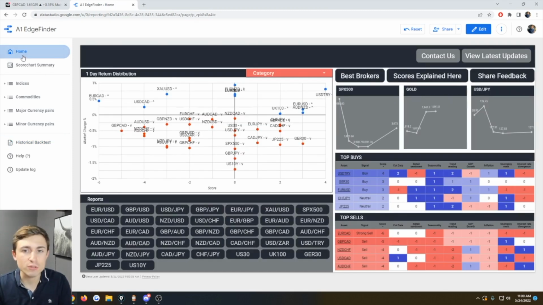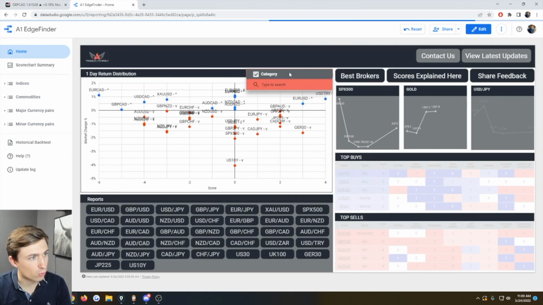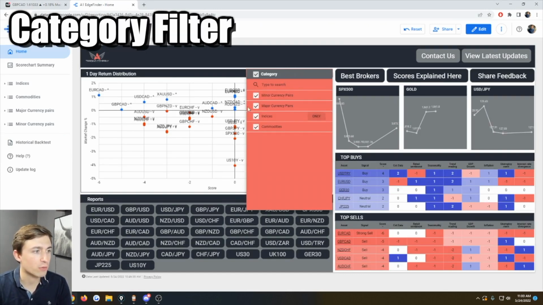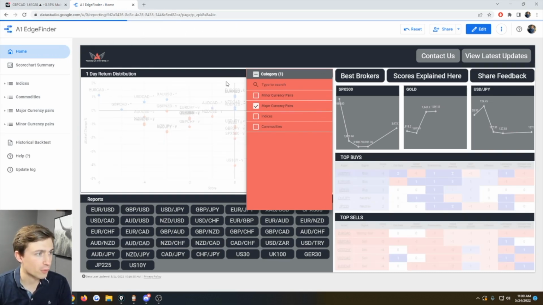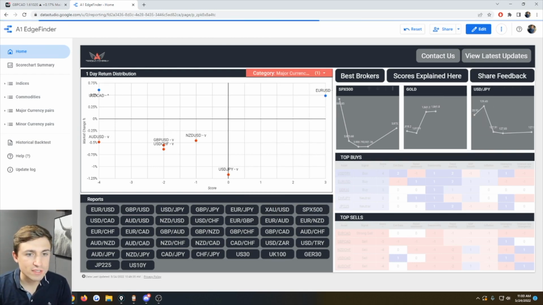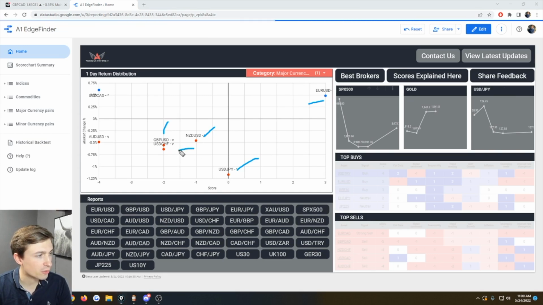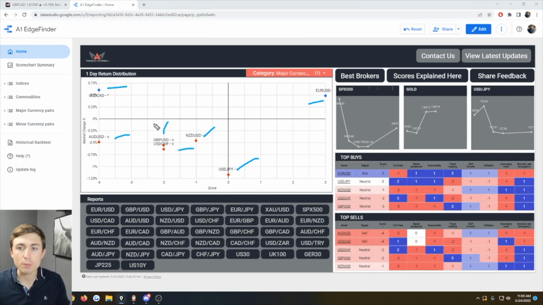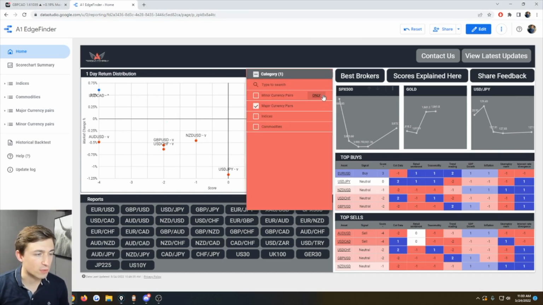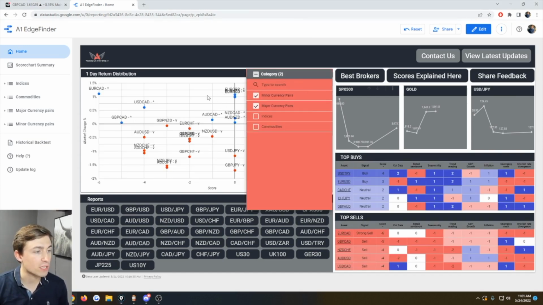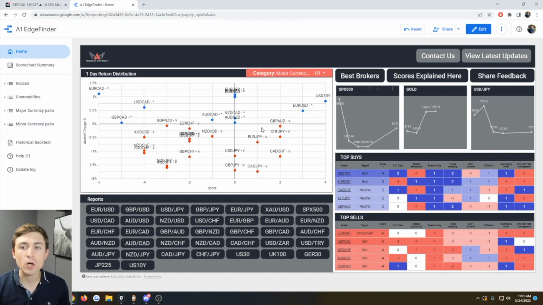We've also added a lot of new features recently. You can also sort by category in a lot of different ways. So for example, if you don't really care for all of the different charts on your screen, you can sort by, for example, major currency pairs. And in this case, now we only see scans for things like euro dollar, dollar yen, NZD USD, pound dollar, dollar Swiss, Aussie dollar, dollar CAD. These are your majors, right? So if you want to look at just major currency pairs, or if you want to add something else, for example, major and minor currency pairs, now we've got all of the major and minor currency pairs on the scatter plot.